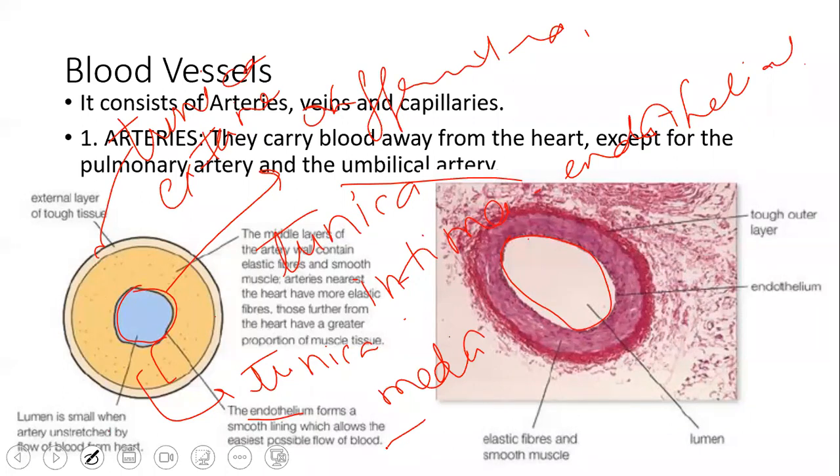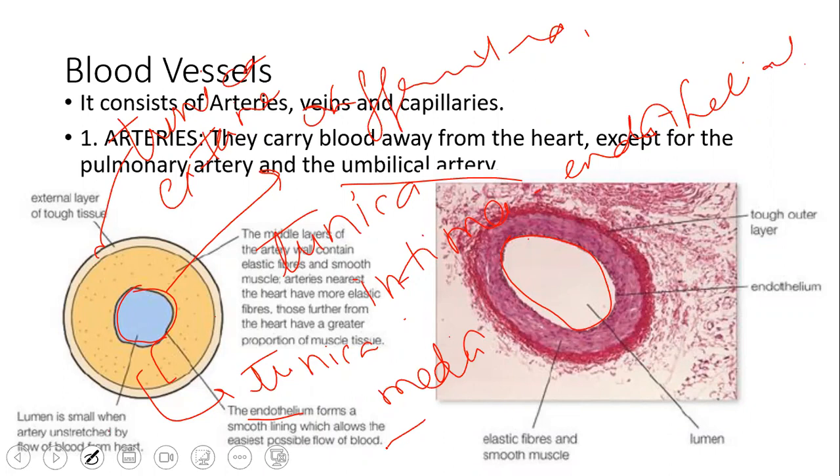I told you that when your arteries reach the tissues, like the muscles of the leg, they give multiple small branches, known as arterioles. Arterioles have the same structure, tunica externa, tunica intima, tunica media, but they have fewer elastic fibers and more smooth muscles. Why do they have more smooth muscles? So that the arterioles can contract, which will decrease the diameter of the arteriole.